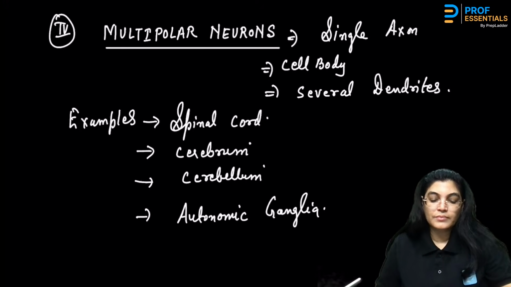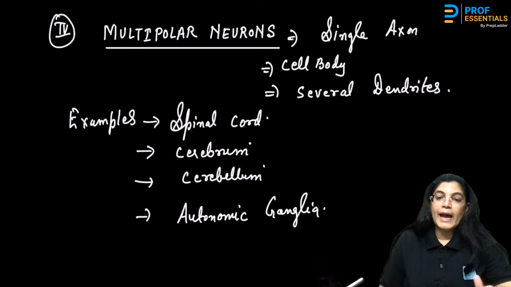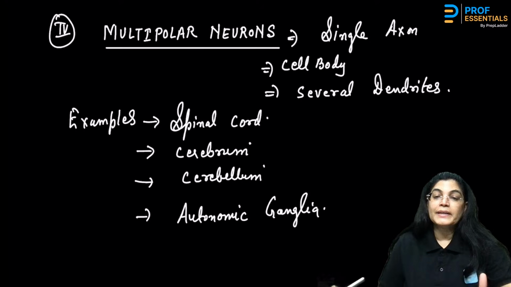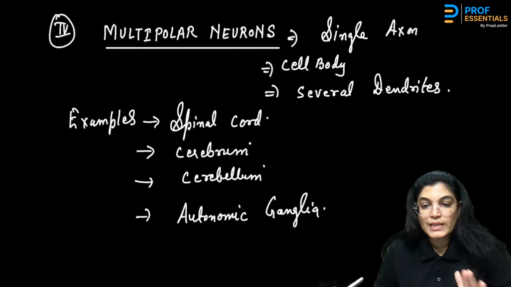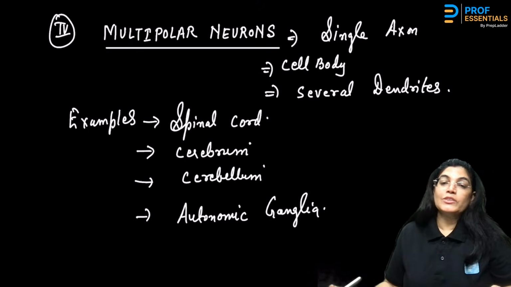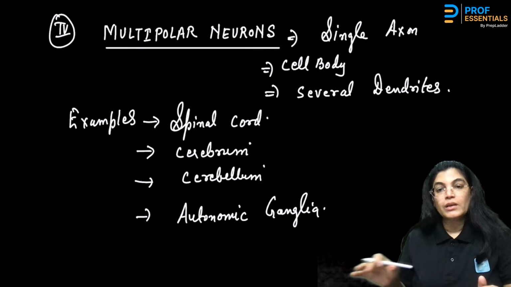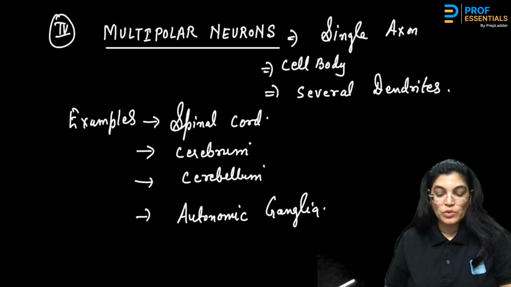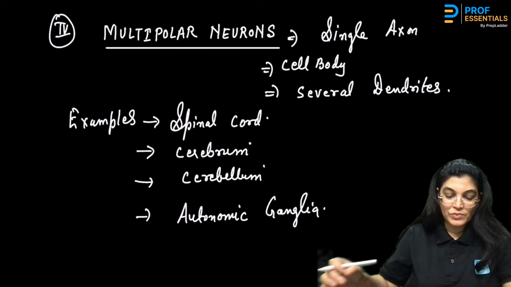Okay, so done. We have now defined the various varieties of neurons, which are 4 types according to polarity. We have discussed unipolar, bipolar, multipolar, and pseudo-unipolar. Now we will take the second category and discuss it.